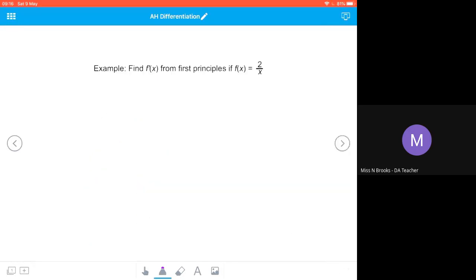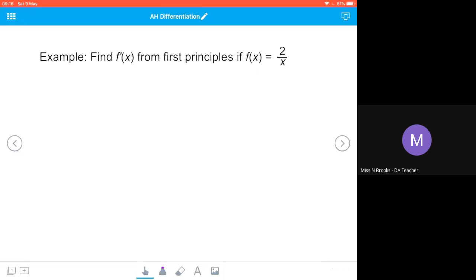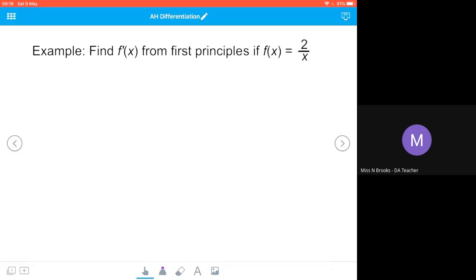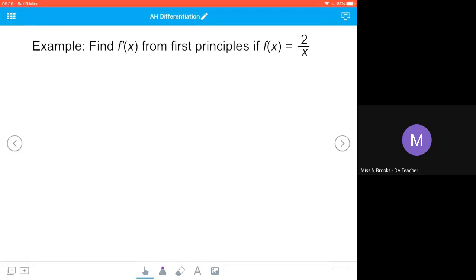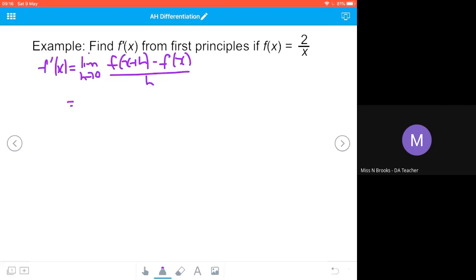So the final example, we're going to find f dash x from first principles if f of x equals 2 over x. So again, first step, f dash x equals the limit of f of x plus h minus f of x all over h. So now we're going to substitute our function in. Now for this one, we've got a fraction on our denominator. Now I could write that as 2x to the negative 1, but that's not really going to help me.